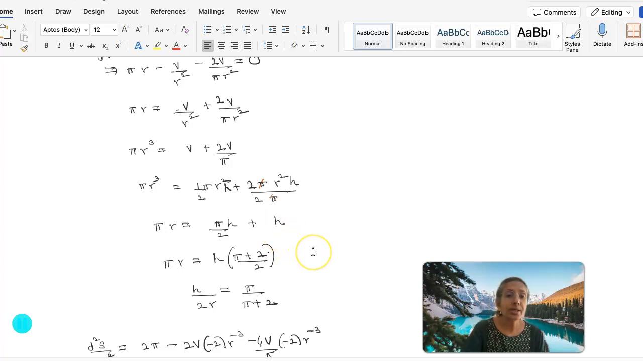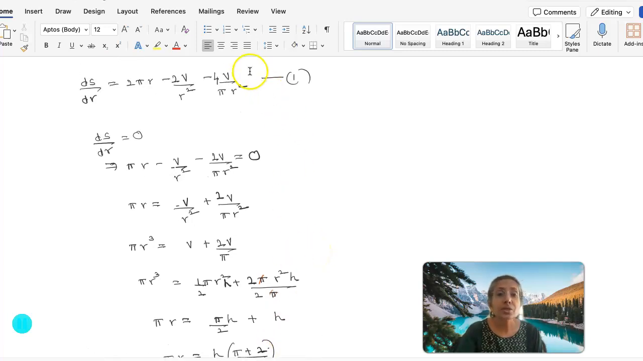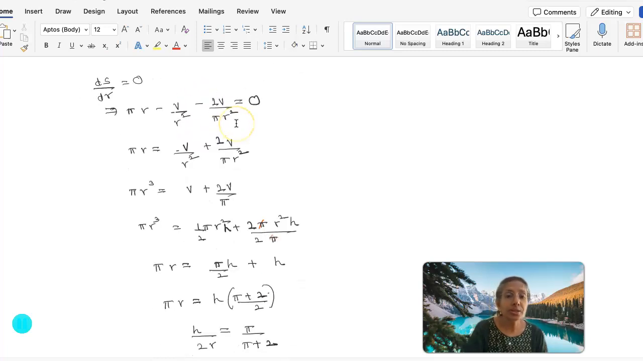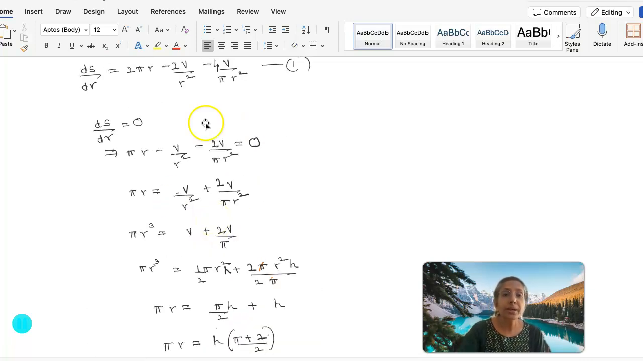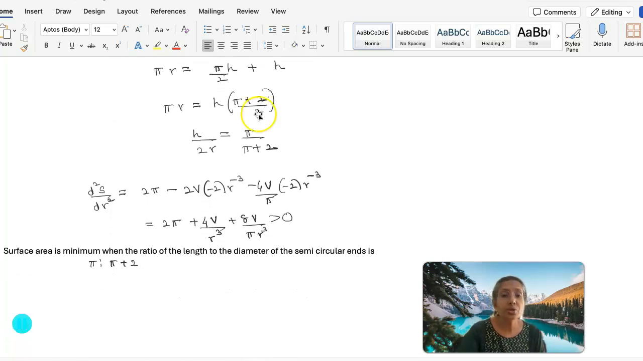And now calculate d2S by dr squared. For that I will use this. So that will be 2 pi minus 2V into d/dr of r raised to minus 2, which is minus 2 r raised to minus 3. Again minus 4V by pi into minus 2 r raised to minus 3. So this is 2 pi plus 4V by r cubed plus 8V by pi r cubed, which is greater than 0. So surface area is minimum when the ratio of the length, that is h, to the diameter of the semicircular ends, this is 2r, is pi is to pi plus 2. That is what we have to prove.